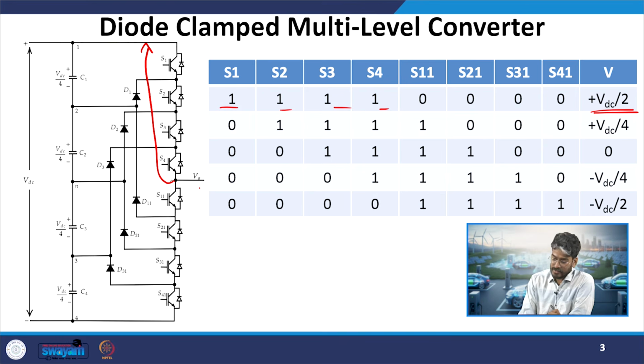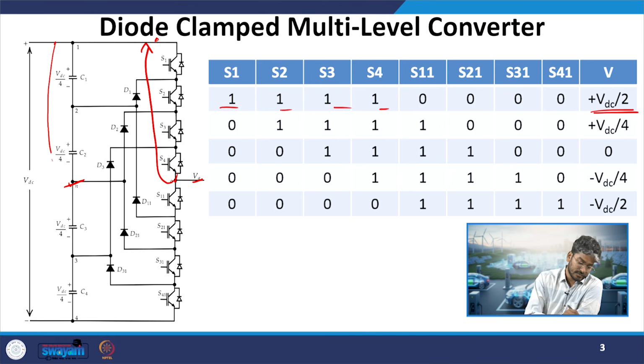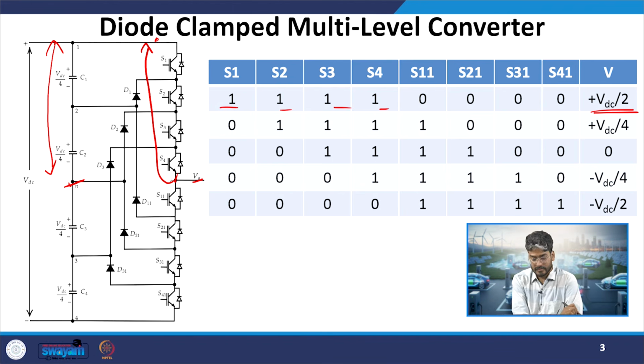What is VA? It is the potential between A and the neutral point. If I connect a load between these two terminals A and N, this point is connected to the top bus and the neutral point is over here. So, it will experience the voltage applied across the C1 capacitor, which is equal to VDC by 2. So, it will be plus VDC by 2 when this switching combination is activated.